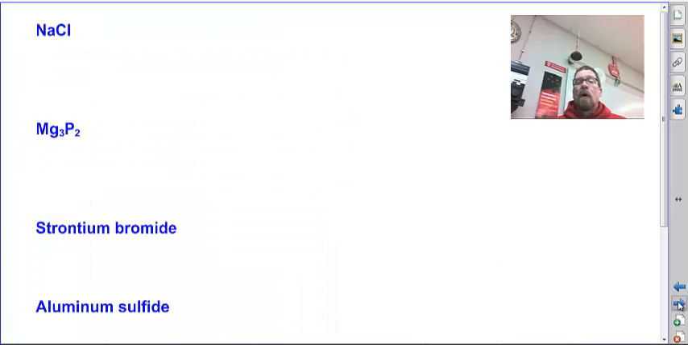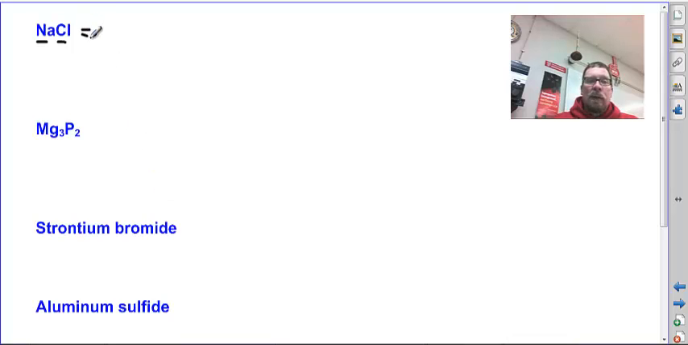Okay? So here's some examples, and what you can see here is that these are binary ionic compounds. Binary meaning they just have two elements. Two elements, two elements, two elements, two elements. Notice the IDE ending. And that's how we name them.